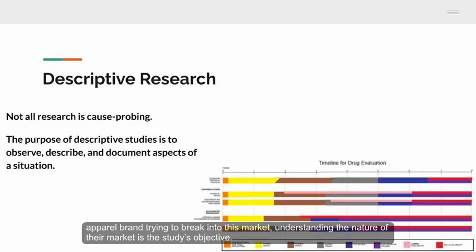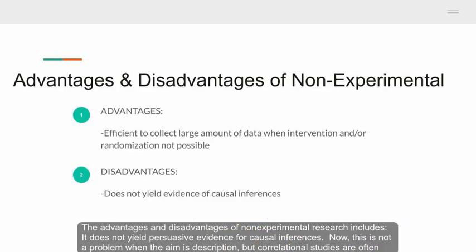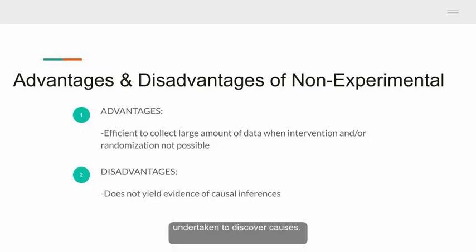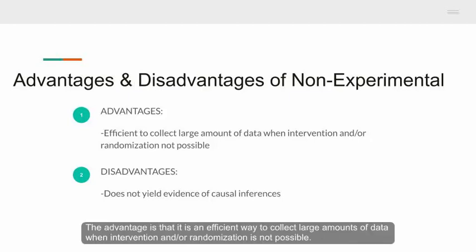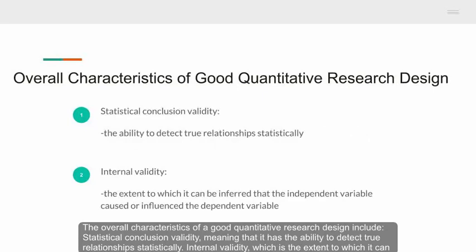Because for the apparel brand trying to break into this market, understanding the nature of their market is the study's objective. The advantages and disadvantages of non-experimental research include: it doesn't yield persuasive evidence for causal inferences. Now, this is not a problem when the aim is description, but correlational studies are often undertaken to discover causes. The advantage is that it is a really efficient way to collect large amounts of data when intervention and/or randomization is not possible.